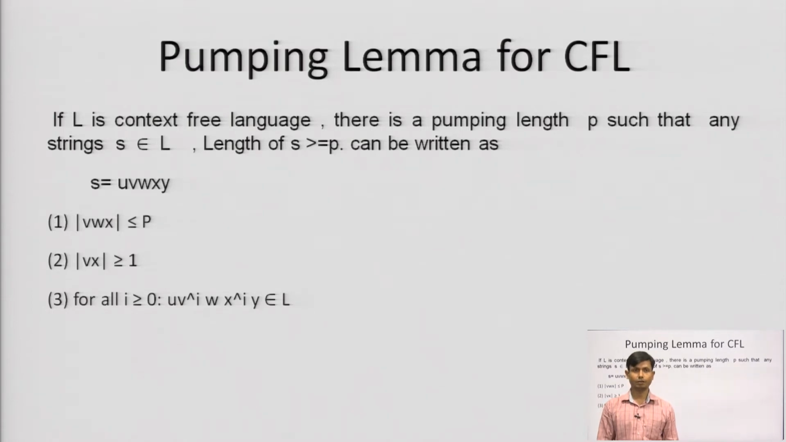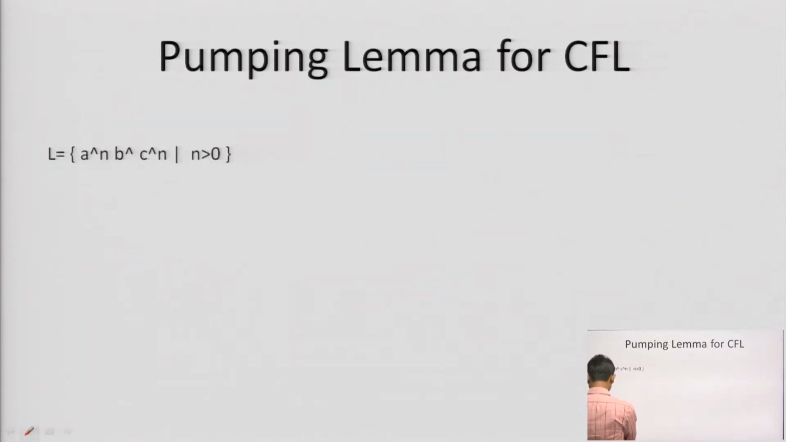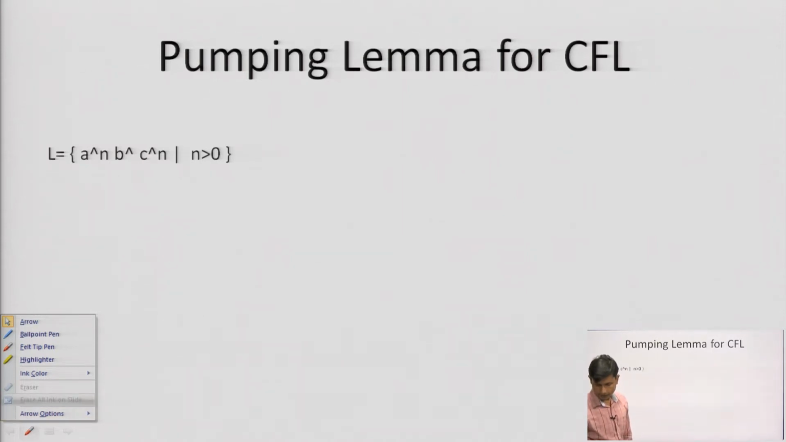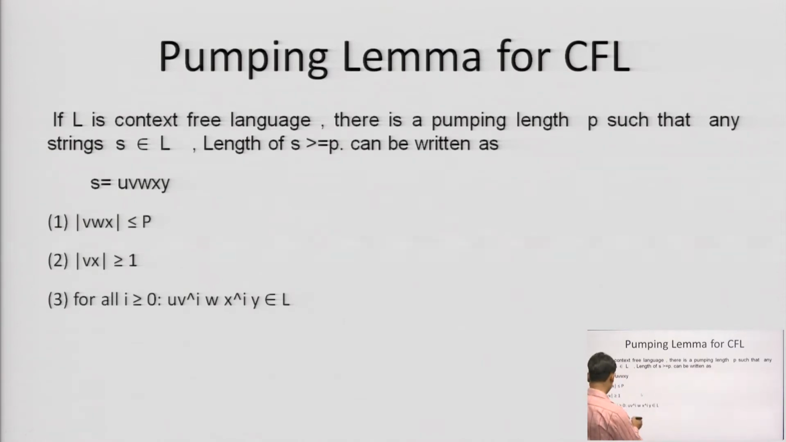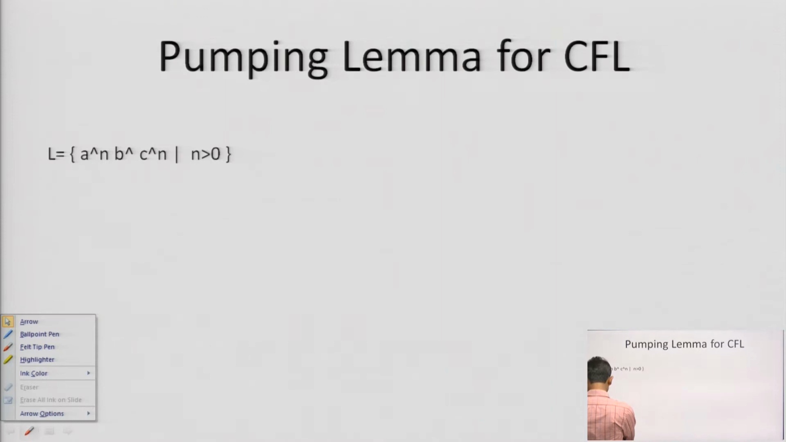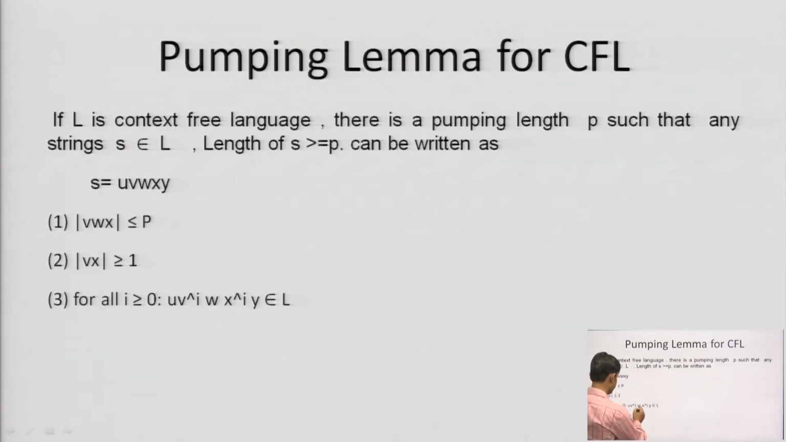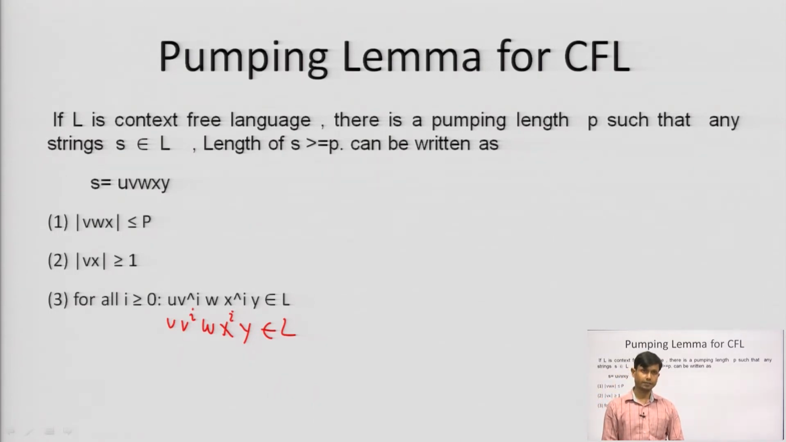Third, for all i greater than or equal to 0, the string U V to the power i W X to the power i Y belongs to L. Whatever value of i we take, may be 0, may be 1, for all i this should be satisfied, and whatever string is generated should belong to L. So, these are the properties used to prove whether a language is context free or not.